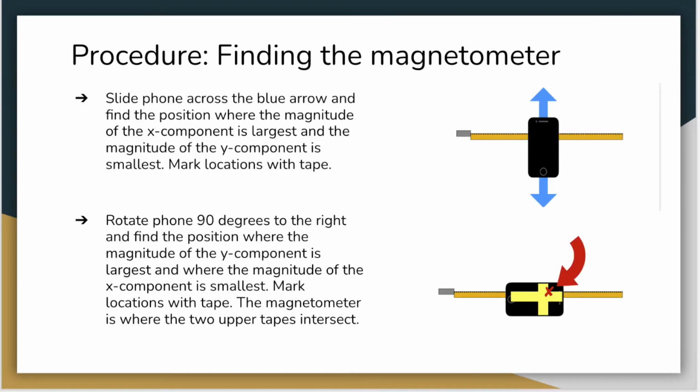Next, to find the location of our magnetometer, we're going to slide the phone as the blue arrow shows on the right to find the position where the magnitude of the X component is the largest and the Y component is the smallest. We mark this location with tape and then rotate the phone 90 degrees to the right and find the position where the Y component is the largest and the X component is the smallest, and mark that point as well. Where the top two edges of the tape intersect is where our magnetometer lies.